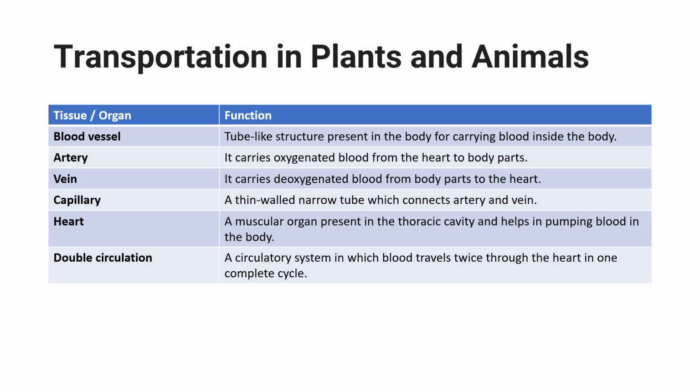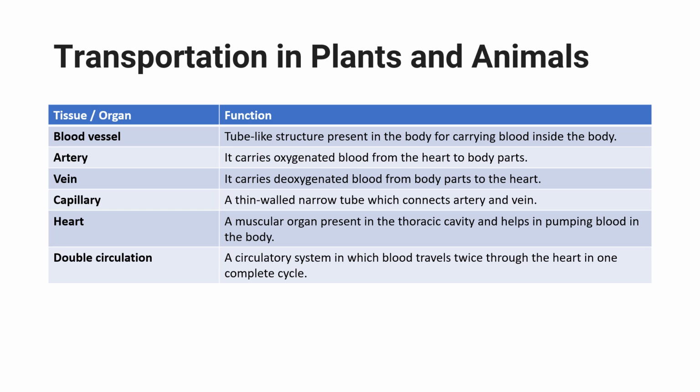Artery, it carries oxygenated blood from the heart to body parts. Vein, it carries deoxygenated blood from the body parts to the heart. Capillary, a thin-walled narrow tube which connects artery and vein. Heart, a muscular organ present in the thoracic cavity and helps in pumping blood in the body.